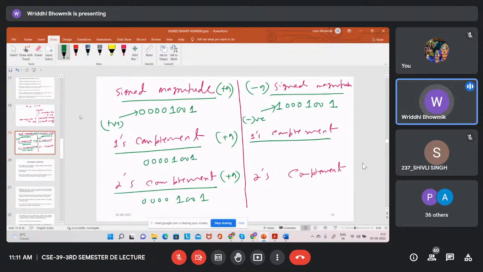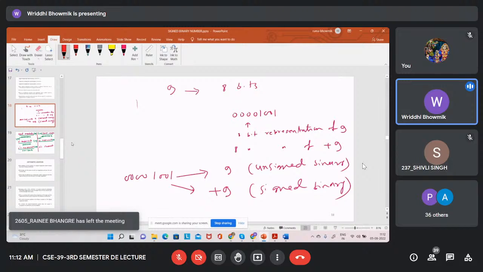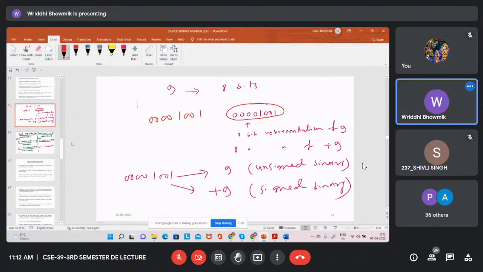In the case of ones complement, how do we represent minus 9? You will take the ones complement including the sign bit. First you represent the plus 9 like this: 0, 0, 0, 0, 1, 0, 0, 1, where the leftmost bit 0 indicates the plus sign. Now for the ones complement representation of plus 9, what you have to do is replace all the zeros with 1 and all the ones with zeros, including the sign bit.